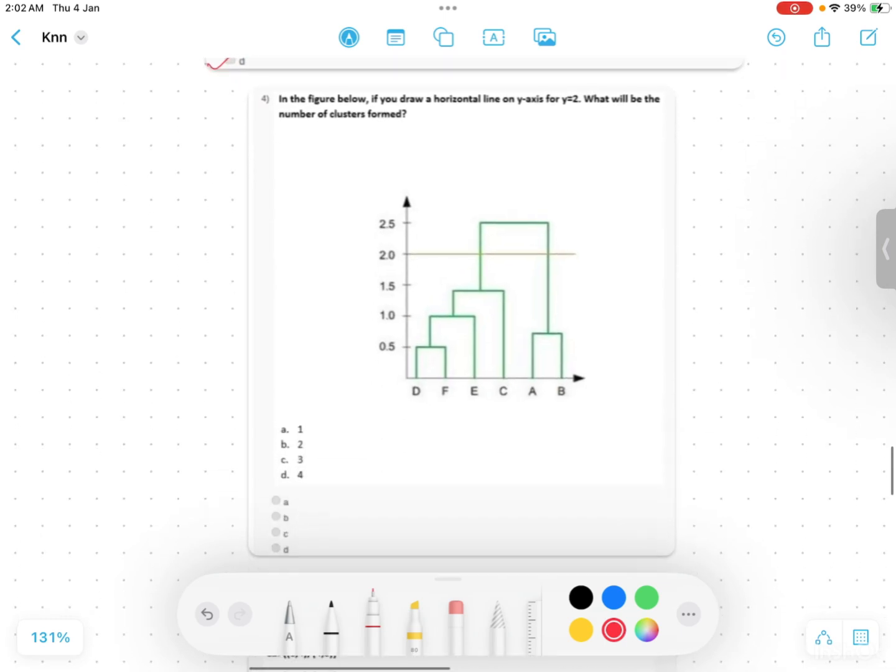Now in this question, if you draw a horizontal line at y equals 2, what will be the number of clusters formed? This is the dendrogram we have been given. So here we have drawn this line. We will have this cluster, that is a cluster with DE, DFEC, and the second cluster would be this AB. So we will have two clusters, this one and this one. So the correct answer for this is B.